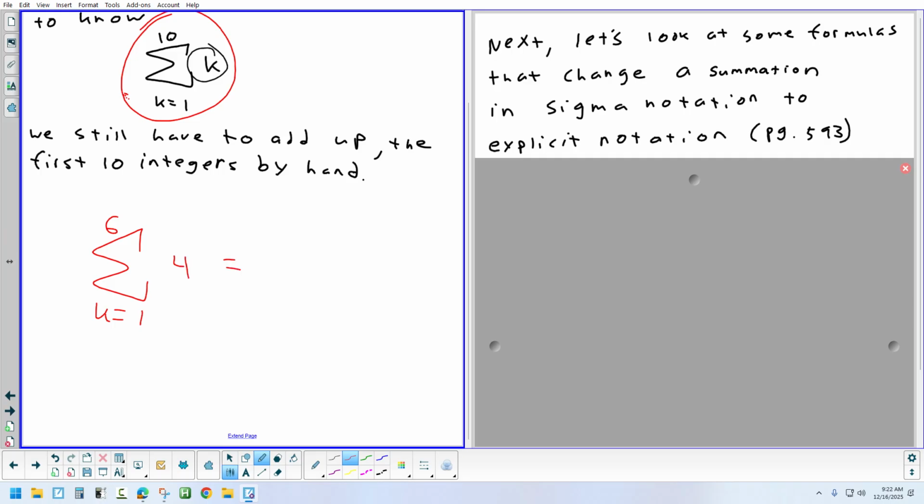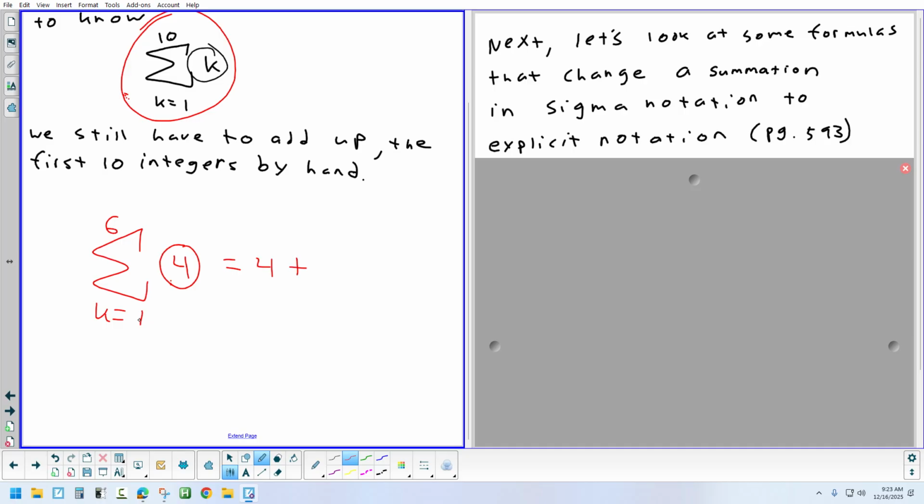Let's see what this means to do. So remember, you're going to start at 1, you're going to stop at 6, and you're going to plug in each number going up by 1 into this formula. What do you get in this formula that I just circled if you change the k to a 1? There's no k. So what do you get? You just get 4.